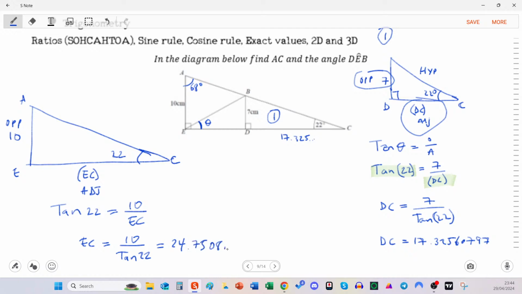24.7508. So we can keep that on the calculator. And we can subtract, open bracket, 7 divided by, yeah, I'm going to write it again. Why not? Tan 22.